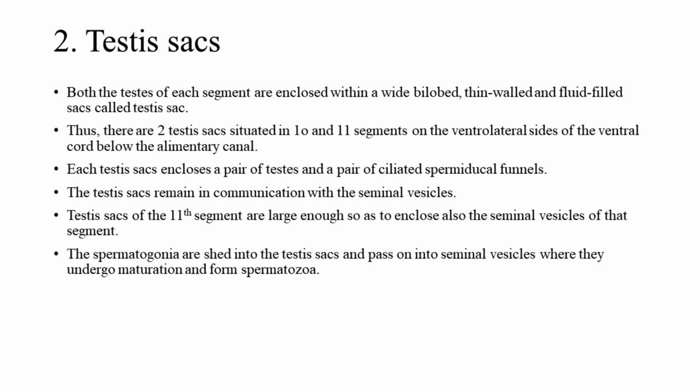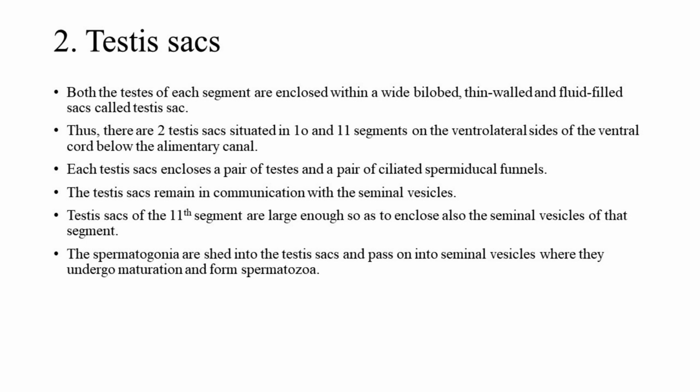2. Testis sacs. Both the testes of each segment are enclosed within a wide bilobed, thin-walled and fluid-filled sac called testis sac. Thus, there are 2 testis sacs situated in the 10th and 11th segments on the ventrolateral sides of the ventral cord below the alimentary canal. Each testis sac encloses a pair of testes and a pair of ciliated spermatic funnels. The testis sacs remain in communication with the seminal vesicles. Testis sacs of the 11th segment are large enough to enclose also the seminal vesicles of that segment.